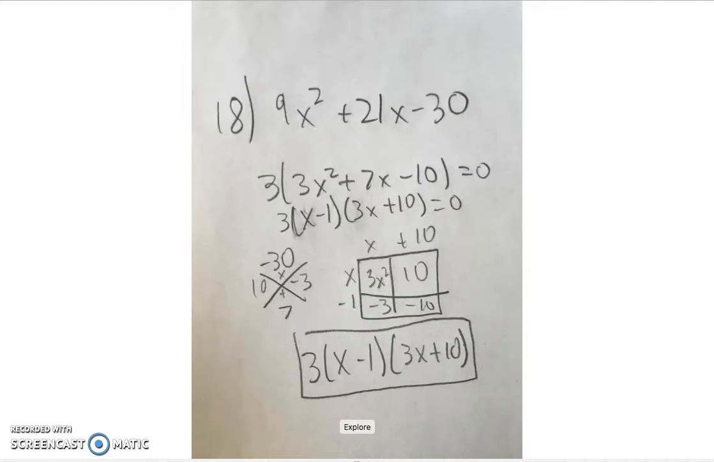For number 18, the equation is 9x squared plus 21x minus 30. First, you factor out 3, and that gets you 3x squared plus 7x minus 10 equals 0. Then you have to factor, and you could use a box method, which gives you 3x plus 10 times x minus 1 equals 0.